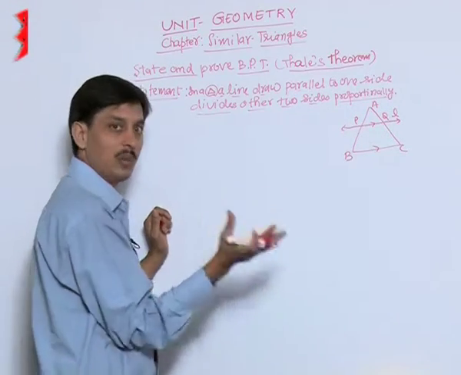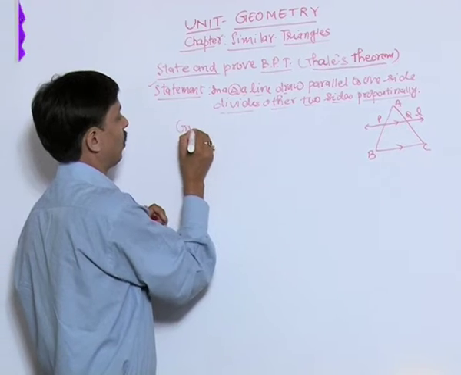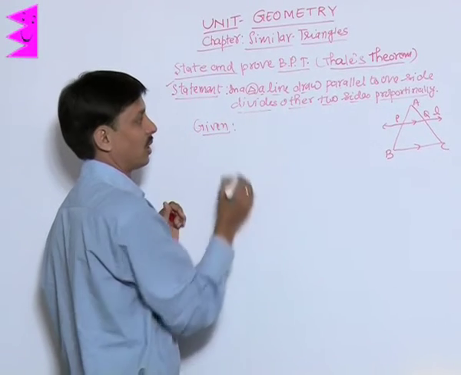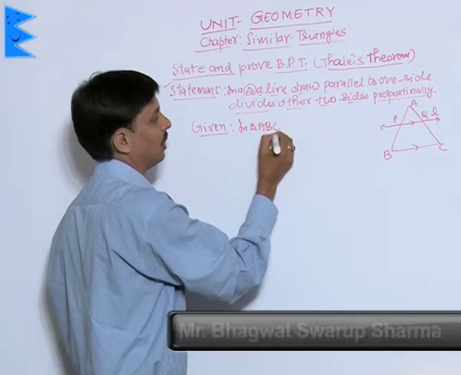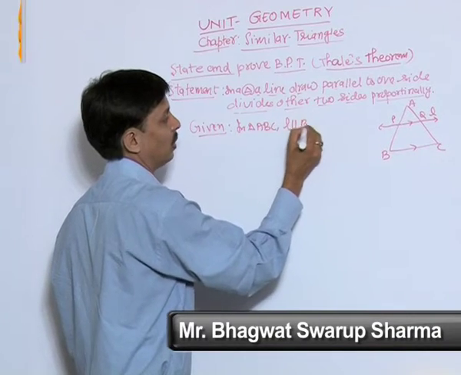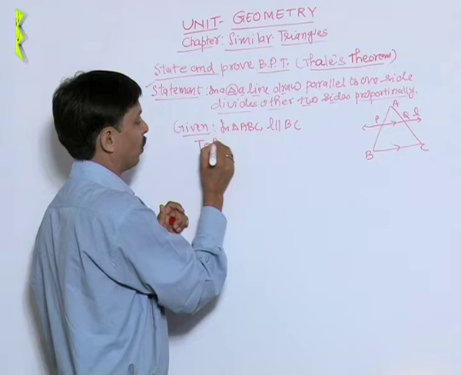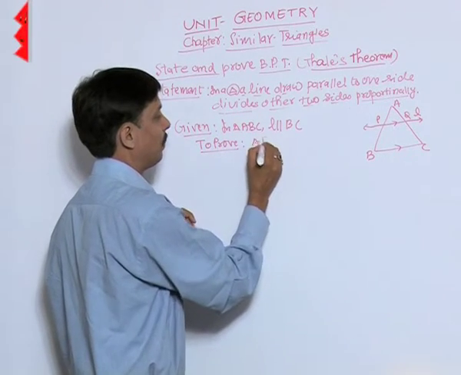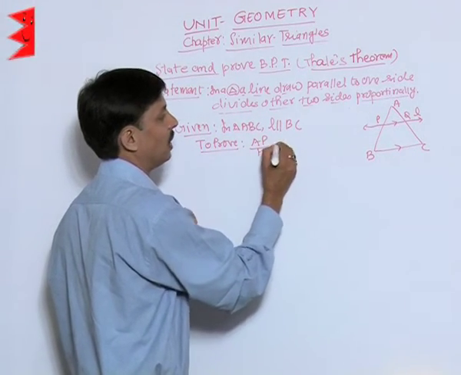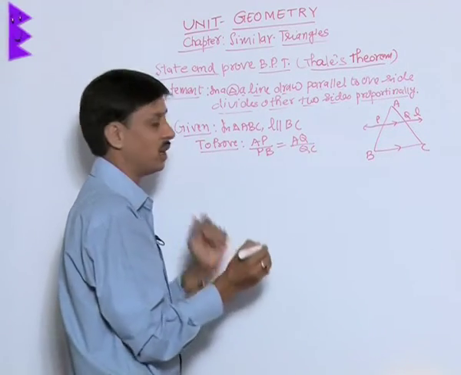So what do we write in the given as we prove the theorems? To write what is given, as a shortcut: in triangle ABC, L is parallel to BC. This is given. What we need to prove is AP upon PB is equal to AQ upon QC. This we need to show.